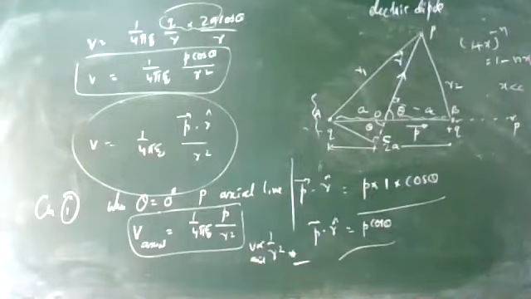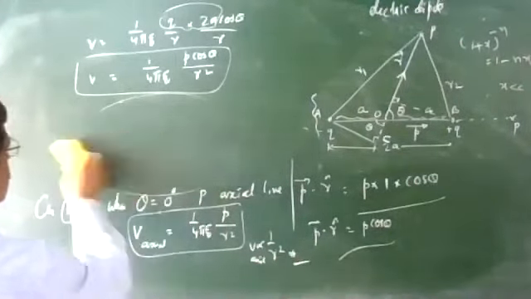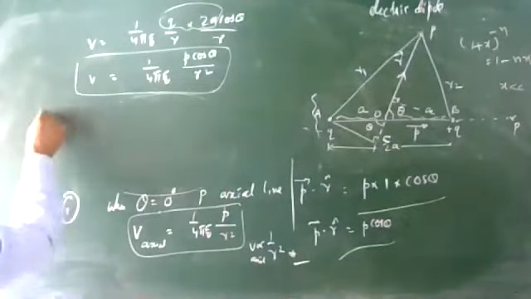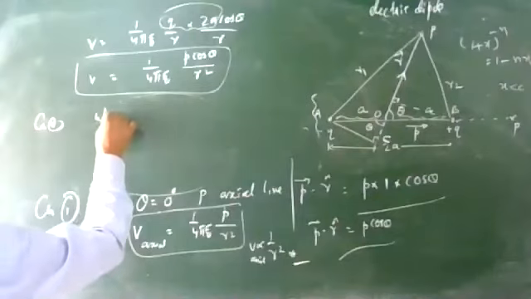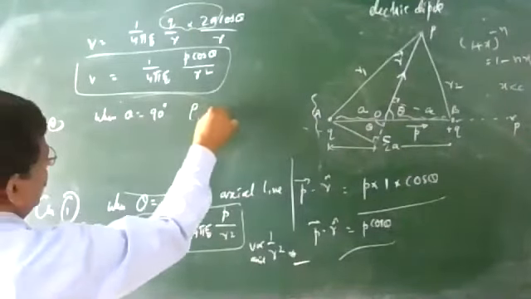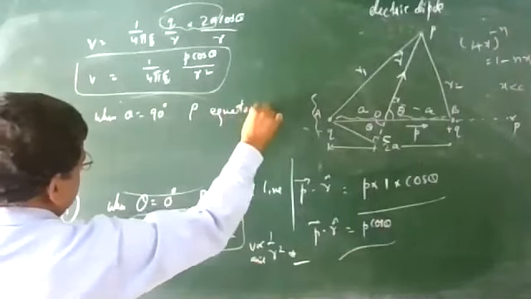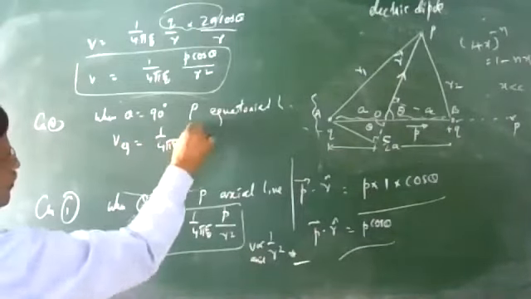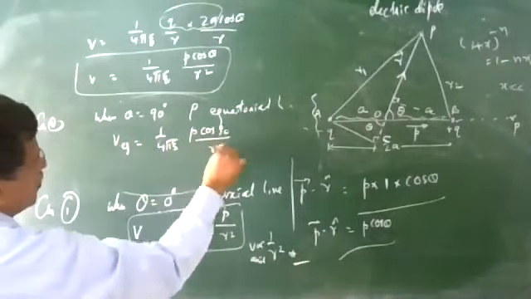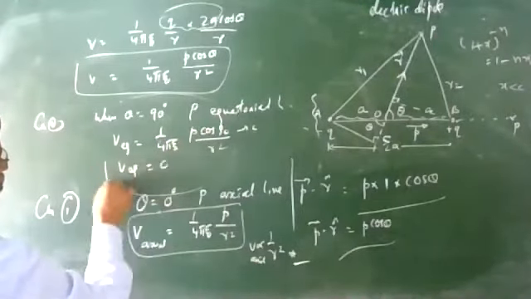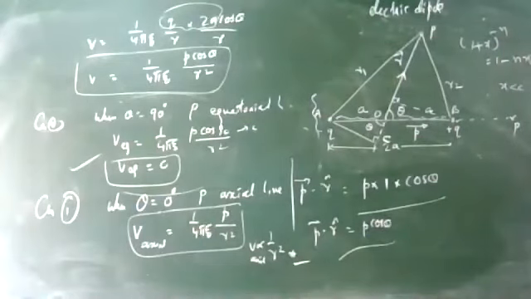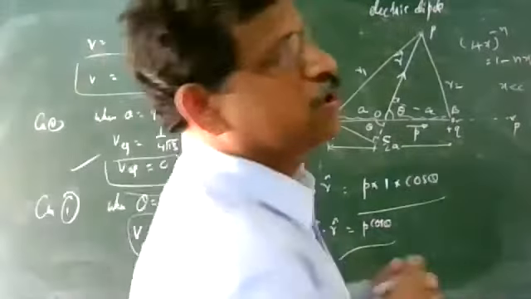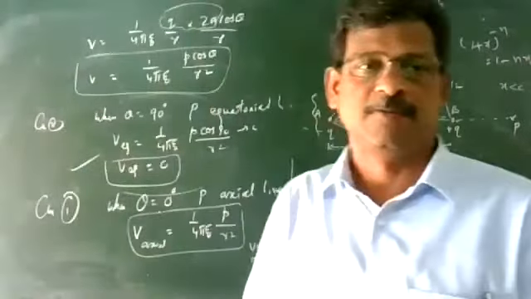And if it is on the equatorial line, theta equals 90 degrees. Case 2: when theta equals 90 degrees, the point P will be on the equatorial line. So V on the equatorial line equals (1/4πε0) P cos 90 divided by r square. Cos 90 is 0, so V on the equatorial line is equal to 0. Any point can be asked in this. So that was the potential due to an electric dipole at any point.